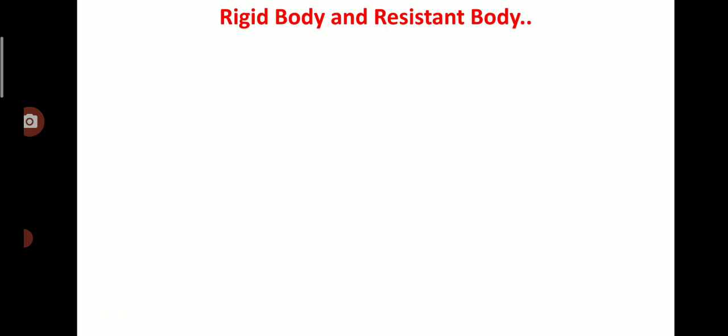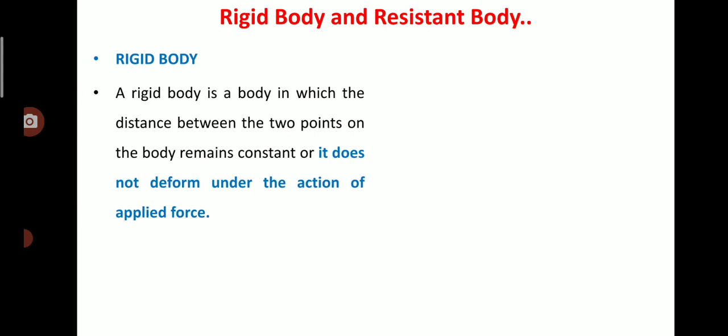Before going through the details of kinematic chain, kinematic link, kinematic joint, we have to study what is the meaning of rigid body and resistant body. So let us try to understand what is a rigid body. A rigid body is that body in which the distance between two points on the body remains constant, or it does not deform under the action of applied force. It is well known that when a force is applied on any kind of body, elongation takes place and the motion also takes place.